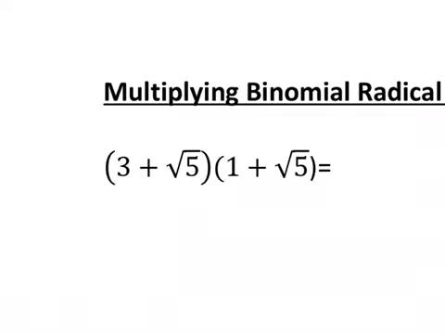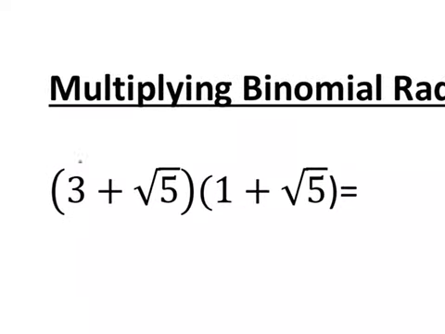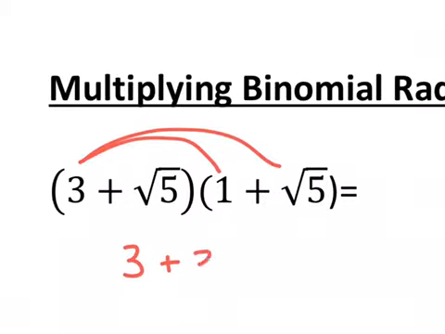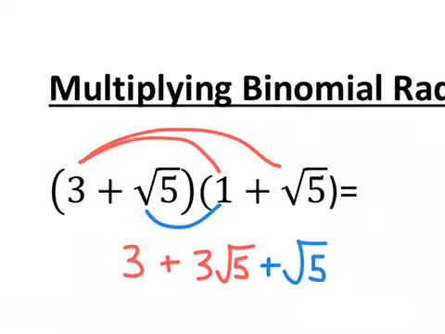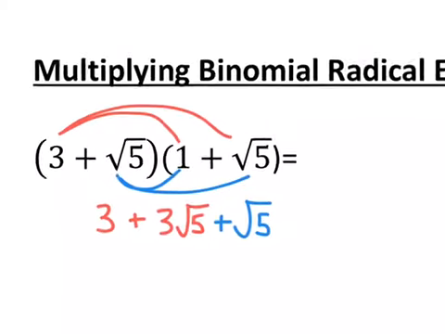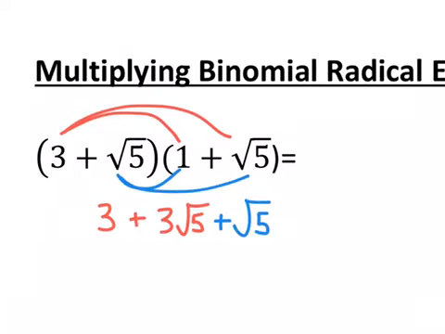All right. Now it works just like foiling. So we have 3 times 1 is 3. 3 times square root of 5 is 3 square root of 5. Just like 3 times x would be 3x. Then we'd get square root of 5 times 1 to get another square root of 5. And then here, square root of 5 times square root of 5.